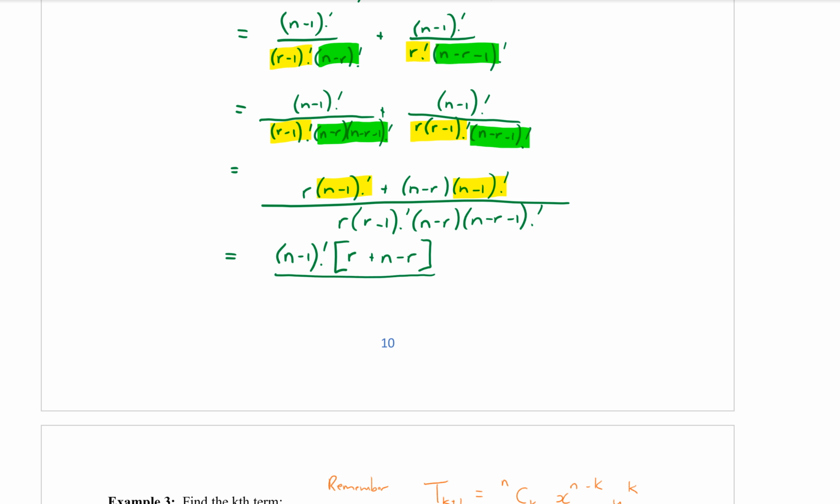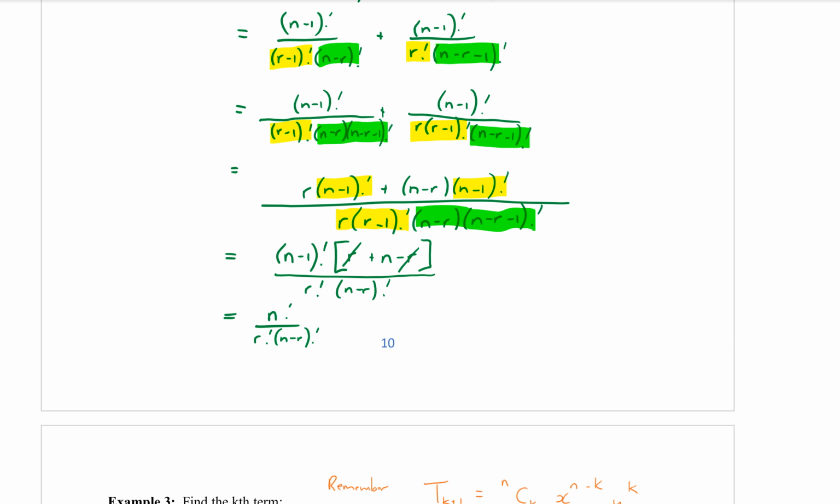On the bottom, I can roll those factorials back up. So r times (r minus 1) factorial would just be r factorial. And (n minus r) times (n minus r minus 1) factorial is going to roll back up to be (n minus r) factorial. Now on the top, r take away r cancels out. So all I have is an n in that bracket, and n times (n minus 1) factorial is going to be n factorial over r factorial (n minus r) factorial.